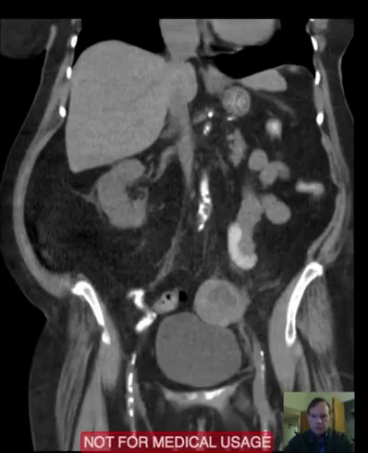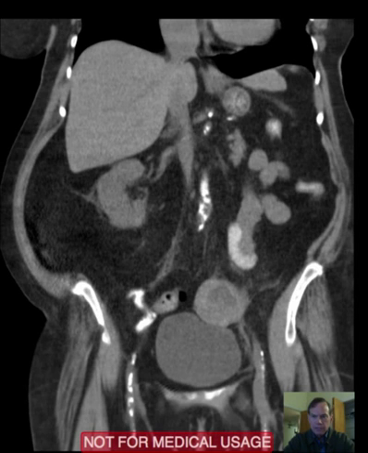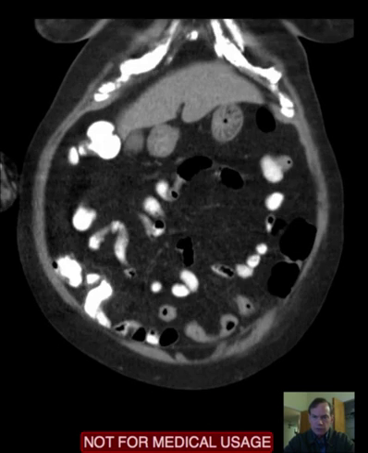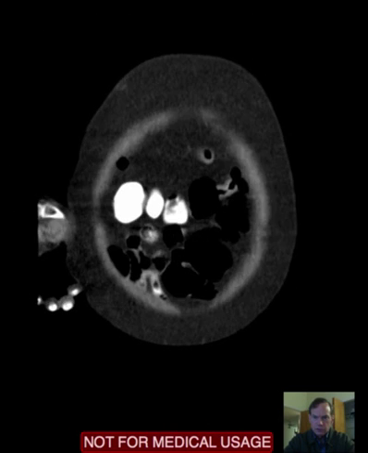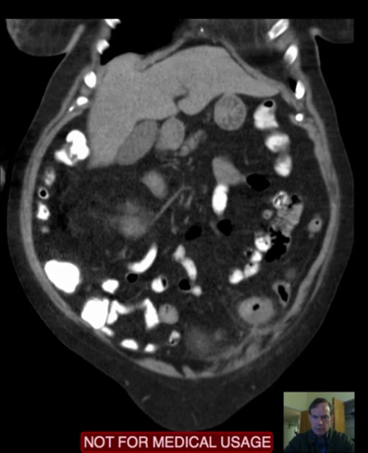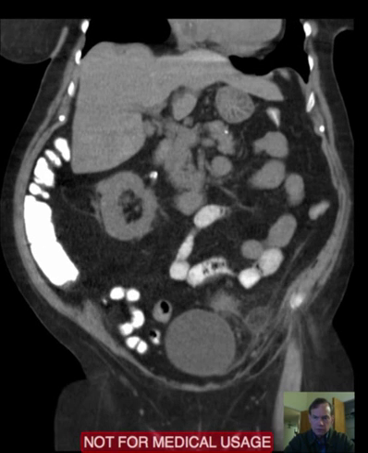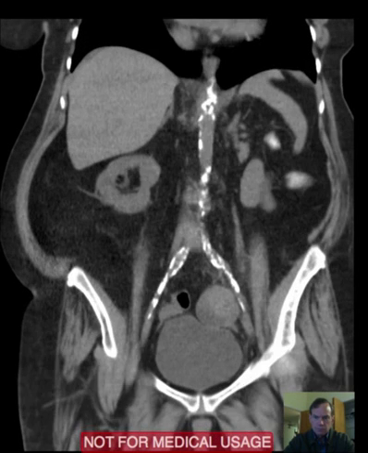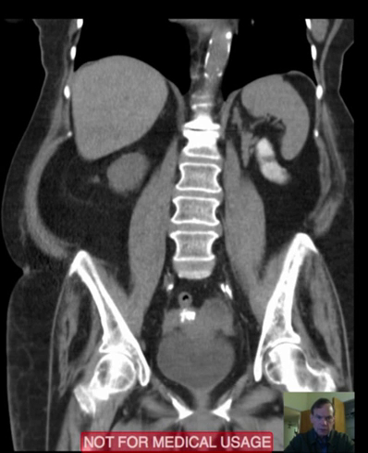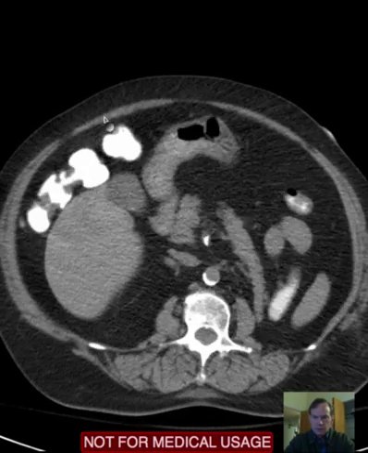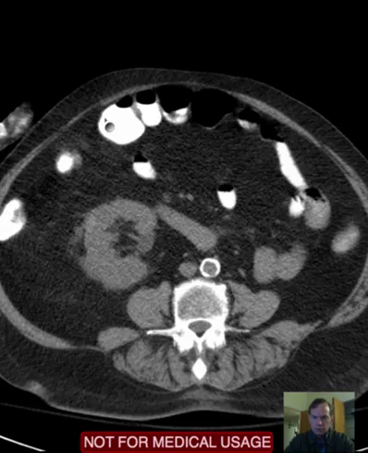This is a CT of the abdomen on a patient with left lower quadrant pain. It's been going on for several hours. Here are the coronal images, and I call your attention to the left lower quadrant. And now we'll shift to the axial images. Let you look it over, get an overview of what's going on here.